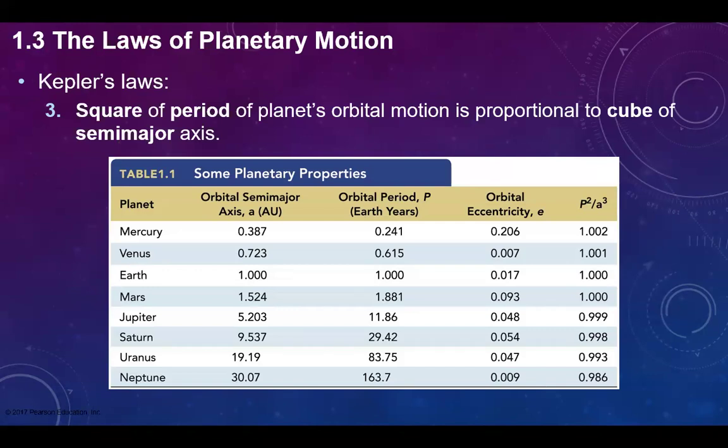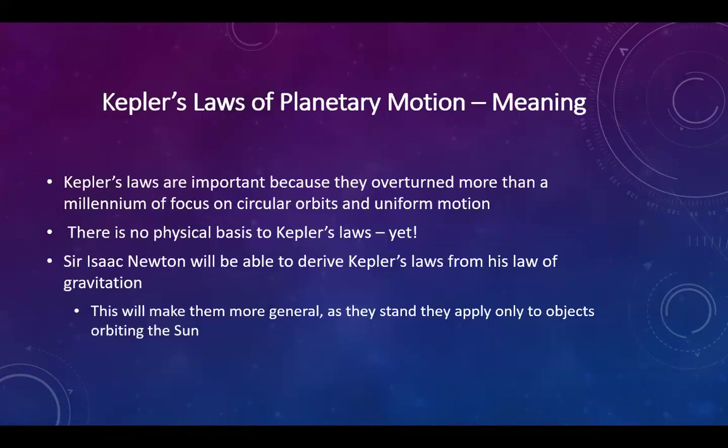So the square of the period of a planet's orbital motion is proportional to the cube of the semi-major axis. This is another chart showing that. And Kepler's laws of motion are important because they overturned more than a millennium of focus on circular orbits and uniform motion, and they were better at predicting the positions of the planets than any previous model.